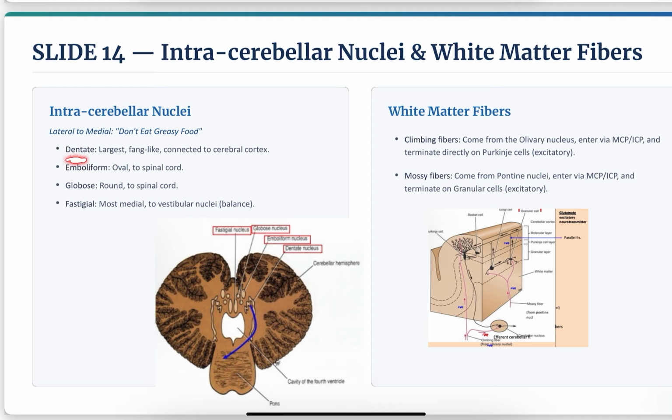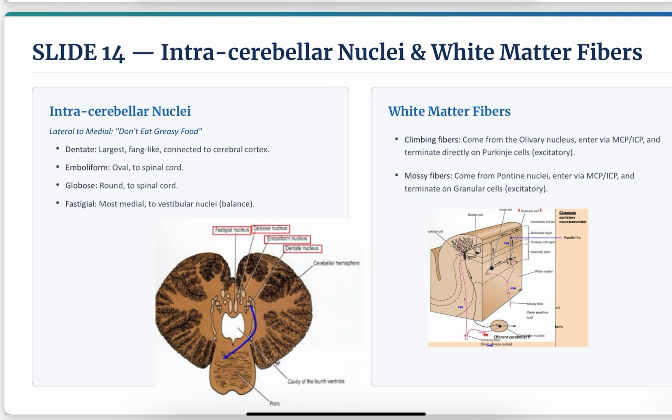So laterally, I have the dentate nucleus, which is the largest nucleus. It has a fang-like appearance and is connected to the cerebral cortex. Next to it is the emboliform nucleus, which is oval in shape, and it connects to the spinal cord. And right after that, I have the globose nucleus, which is round also, and it also connects to the spinal cord, similar to the emboliform.